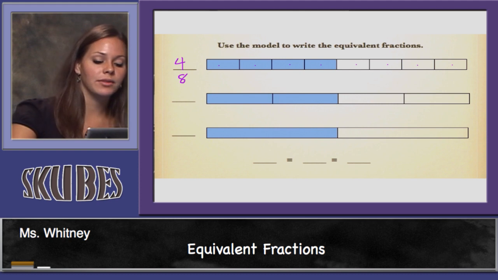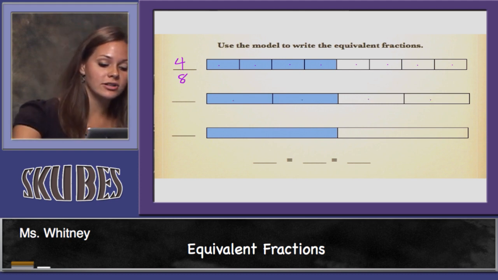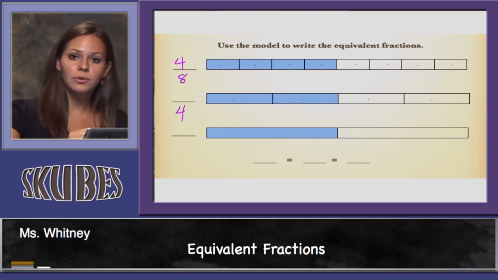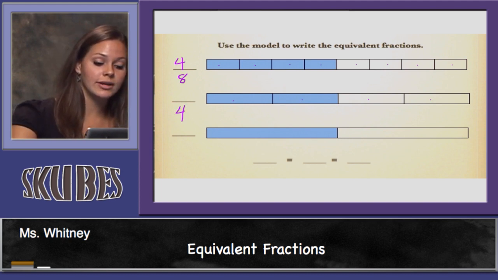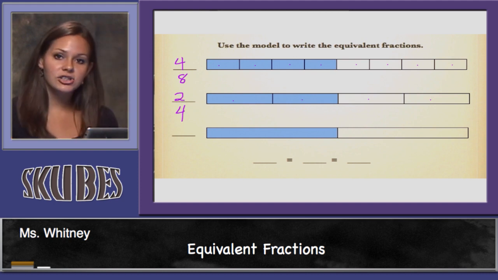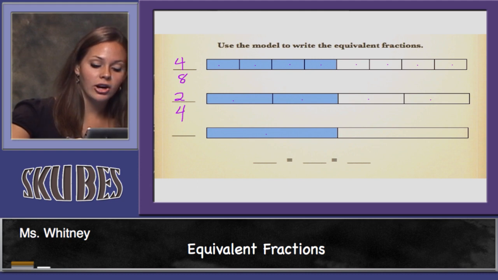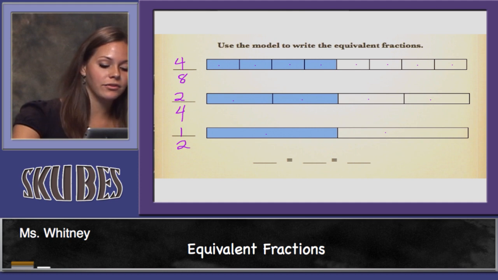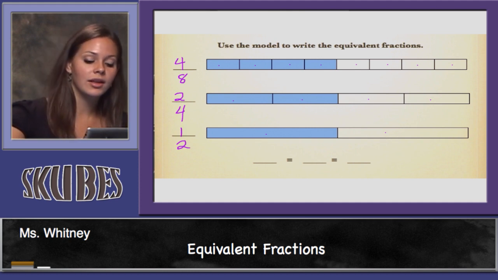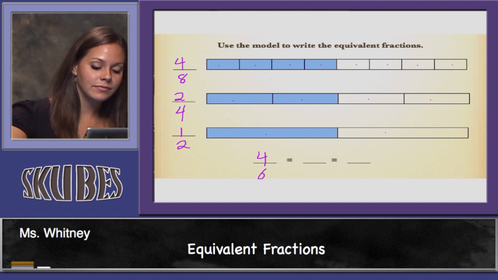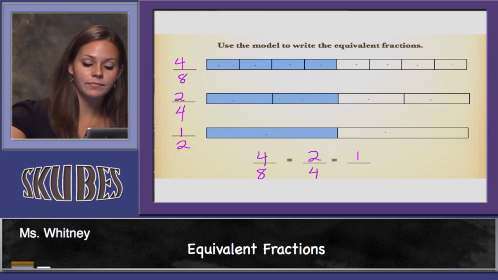Let's look at the next one. We have 1, 2, 3, 4 equal parts, so 4 is our denominator. And 2 out of 4 are shaded. 2 is our numerator. The fraction shown is 2/4. Our last example, there are 2 equal parts, and one of the parts is shaded. The fraction shown is 1/2. So 4/8 is equivalent to, or equal to, 2/4 and 1/2.